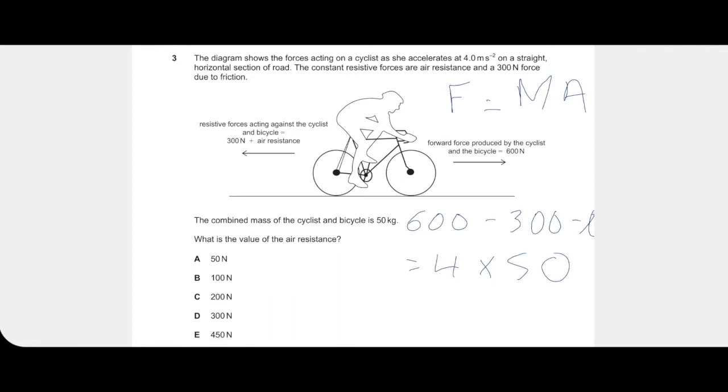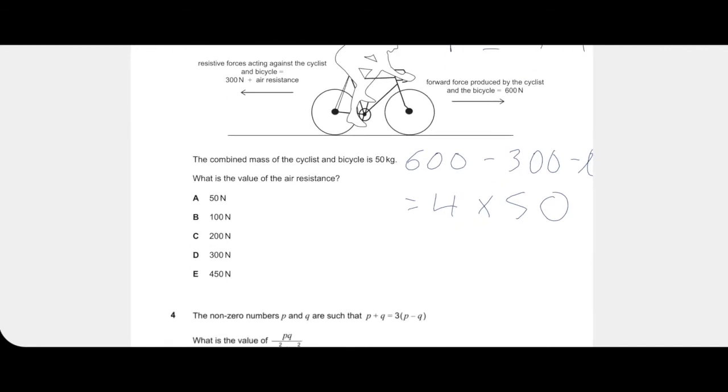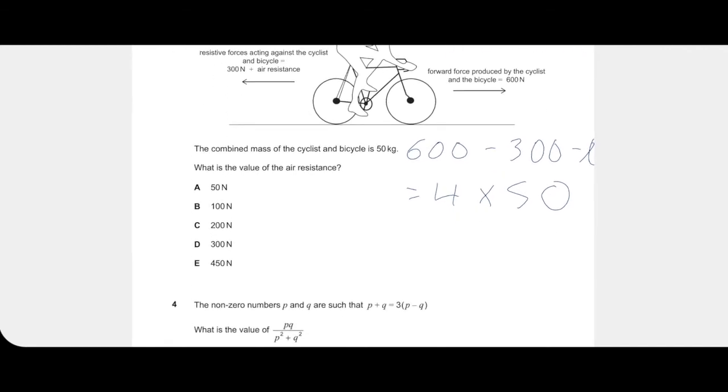Now that I've done step number 2, where I've got an equation, 600 minus 300 minus x, where x stands for air resistance, is equal to 4 times 50, I'm now going to simply solve the equation.